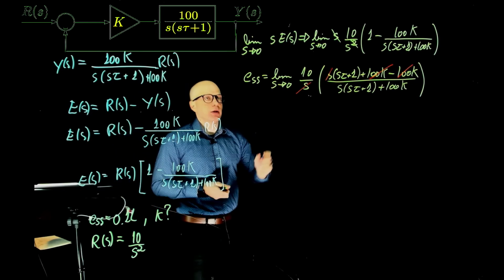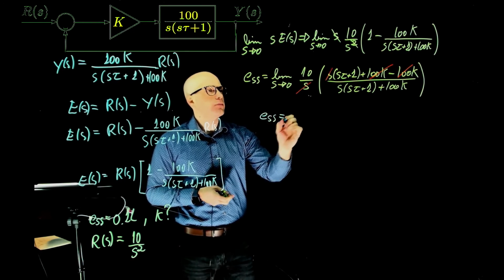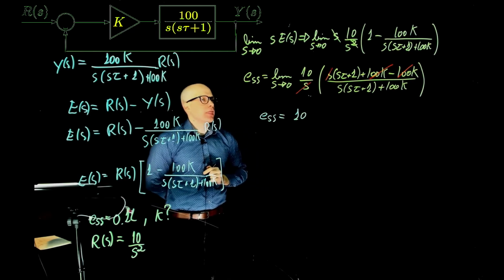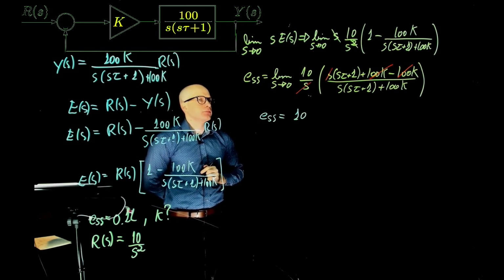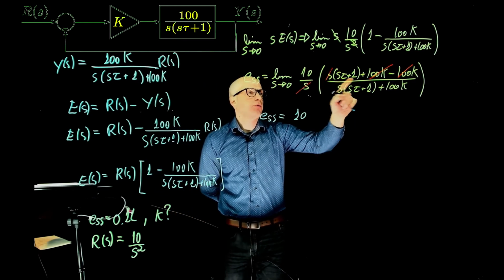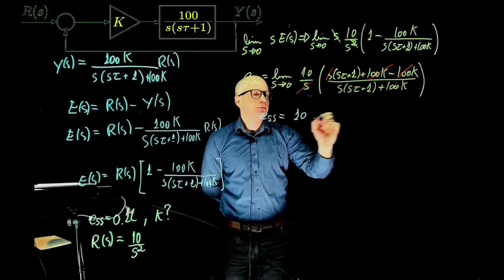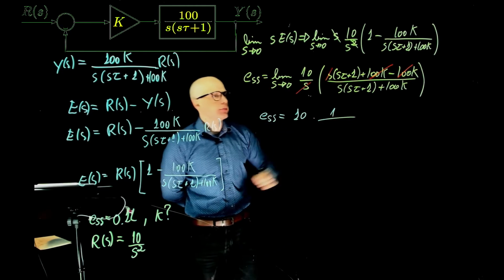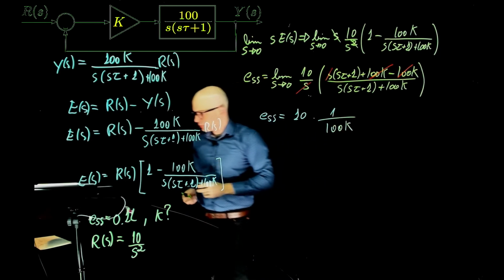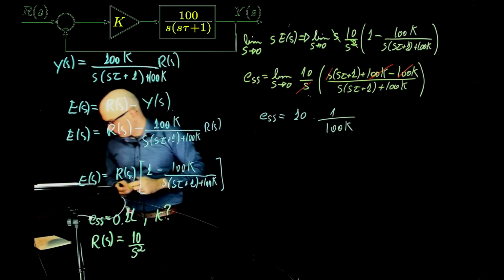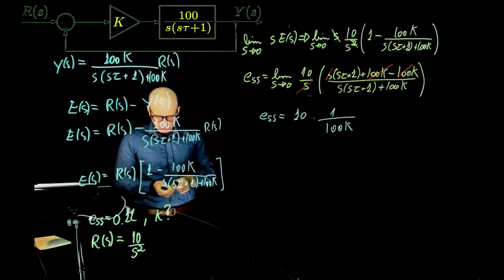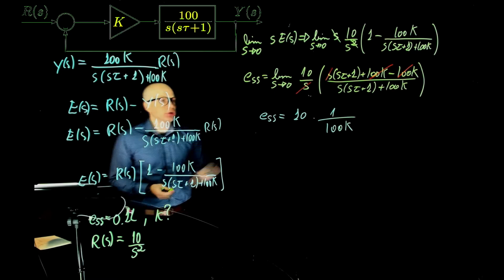What is the result now when s tends to 0? 10 times, up here, this all cancels out. We have 1 divided by, this is all 0, 100k. What do we do next? That's the steady state error as a function of k.